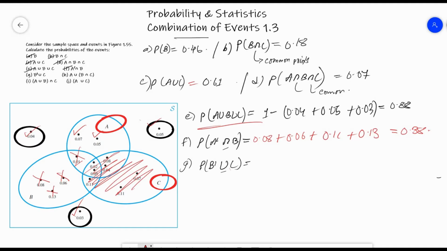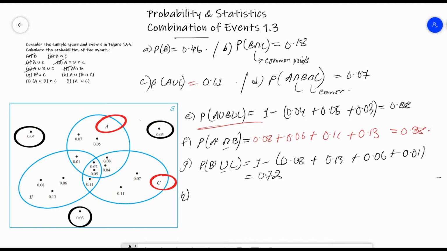But for this element, it exists solely in B, and we are not involved with the elements that are common between A and B. So we ignore these 4 elements and we take the remaining elements and add them up together to get the result. So we add them up together, we get the same result, or we can subtract from 1 the cancelled elements. 0.08 plus 0.13 plus 0.06 plus 0.01 and end up with 0.72. Alright, moving on to the next one.